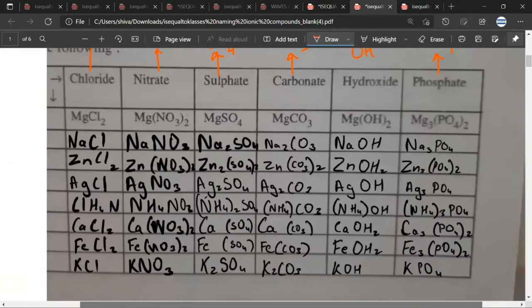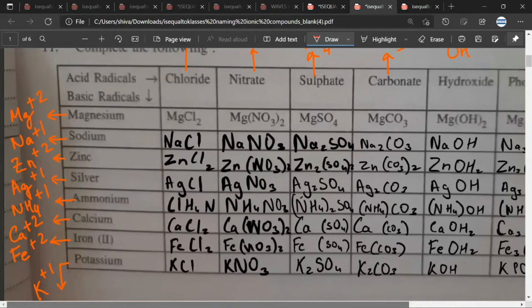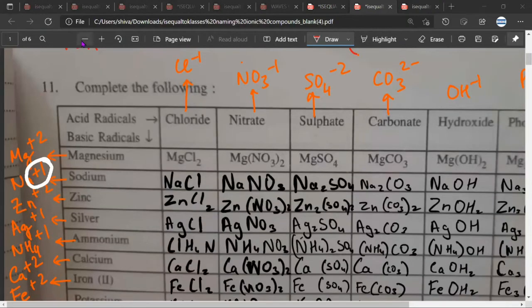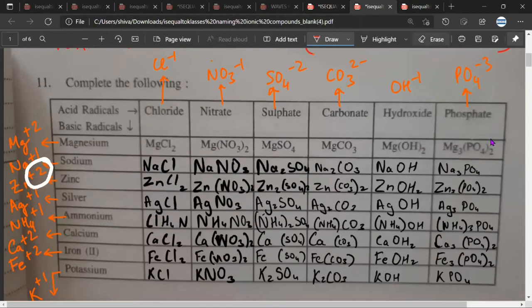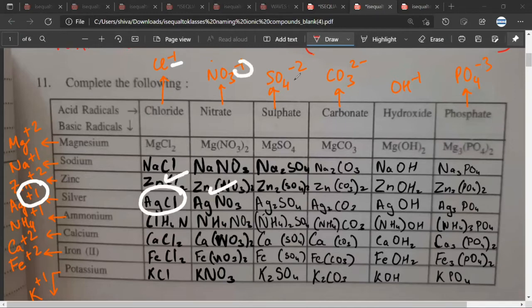So now we come to the third line. Silver cation has a valency of +1. Chloride has a valency of -1. So silver has a valency of +1, chloride has a -1 valency. So AgCl is correct. Again, Ag 1, nitrate 1, so AgNO3 is correct. Ag 1 but sulfate 2, so this is correct. Ag 1 but carbonate 2, so this is correct.